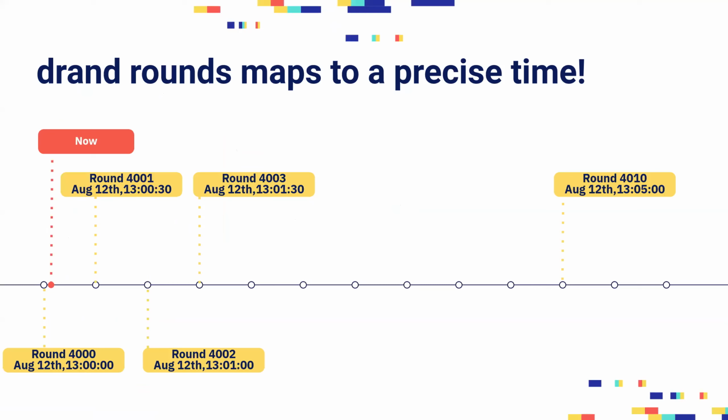So an interesting thing about drand rounds is that they map to a precise time because it's always the same period, right? So here we can see, I don't know, round 4001 at 1 p.m. and 30 seconds. I can predict that round 4010 will be at 1 p.m. and 5 minutes on the same day because it's every 30 seconds, for example, for the default network. And that's what we use for timelock.